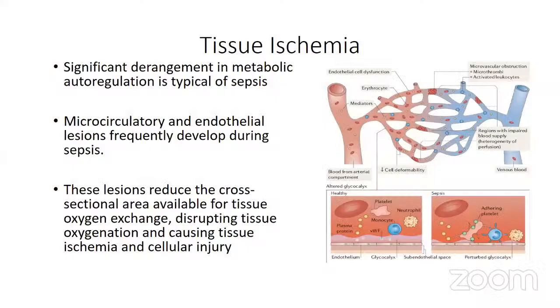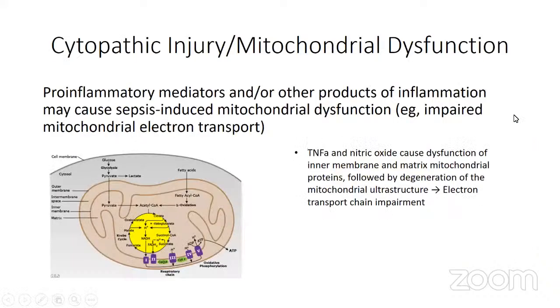In someone with sepsis, they wanted to actually get return of the glycocalyx. Next is cytopathic injury and mitochondrial dysfunction. Now, remember we said you have both a pro-inflammatory and an anti-inflammatory process going on. The pro-inflammatory mediators and other products of inflammation cause sepsis-induced mitochondrial dysfunction.